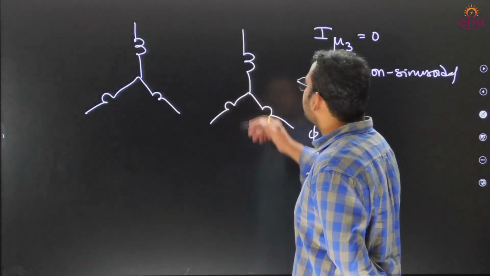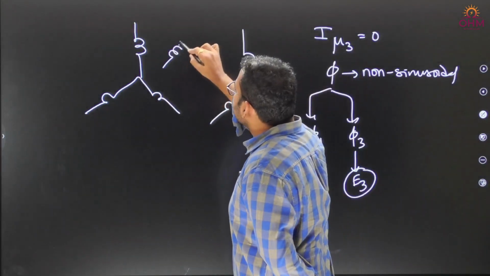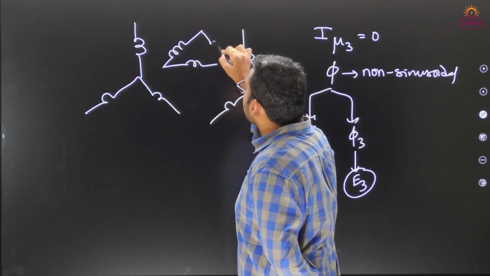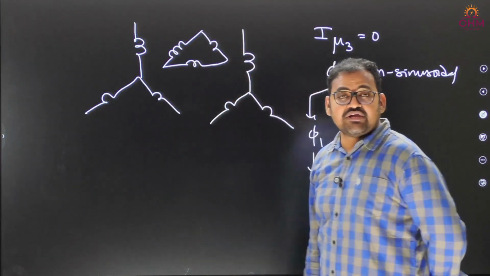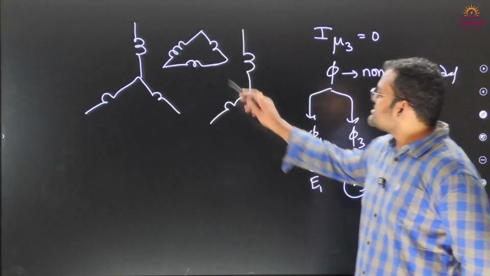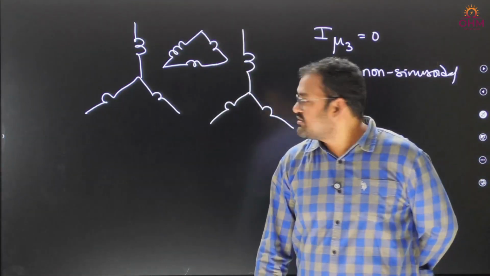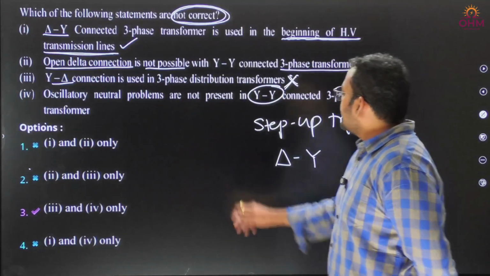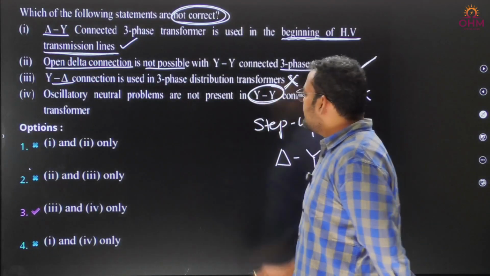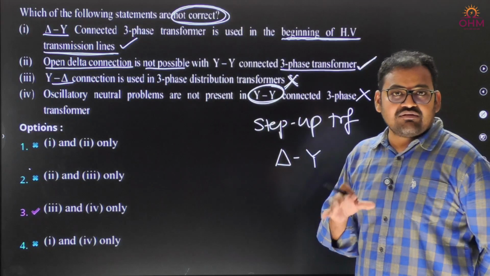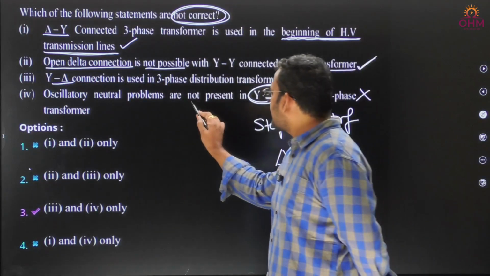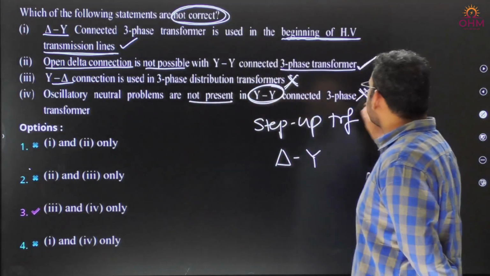The oscillating neutral we can avoid by using a tertiary delta connection. By using a tertiary delta connection, we can circulate third harmonic current so that the oscillating neutral can be avoided. That means this statement is wrong. Star-star connection means oscillating neutral will definitely be present, but they said not present. That's why this is a wrong statement.